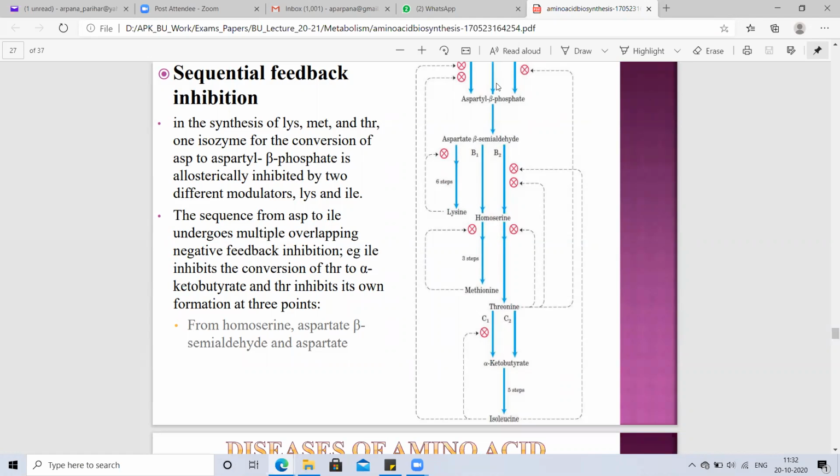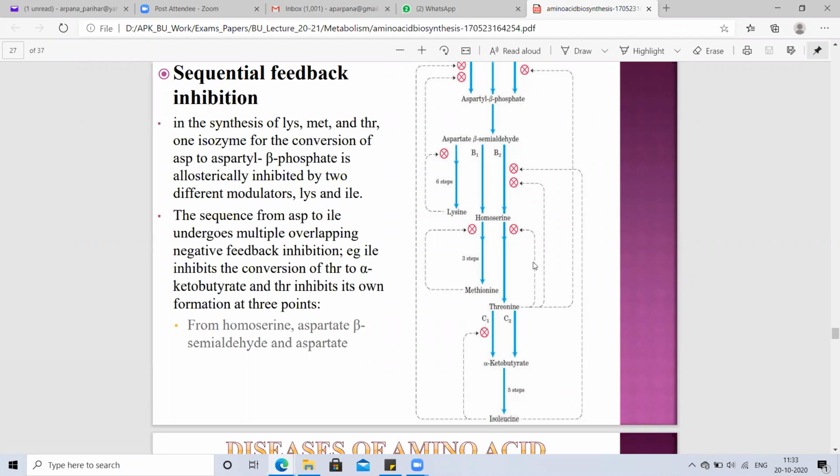And the sequence from aspartate to isoleucine undergoes multiple overlapping negative feedback inhibition. You can see there are multiple overlapping negative feedback inhibitions. Cross sign indicates always negative feedback inhibition. So, for instance, isoleucine inhibits the conversion of threonine to alpha ketobutyrate. This threonine basically inhibits alpha ketobutyrate formation, and thereby it also inhibits its own formation. Okay, threonine also inhibits its own formation.